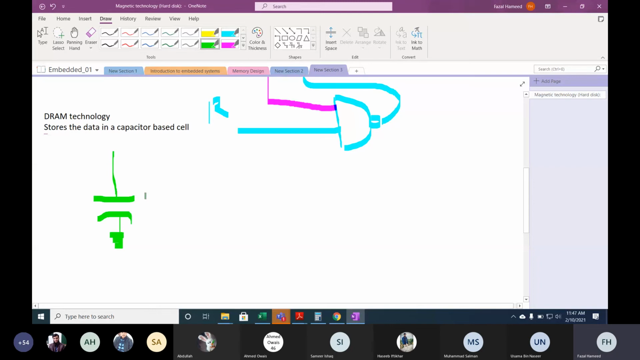So there are two states of the capacitor. What are the two states of the capacitor? Either the capacitor is charged or discharged. When it is charged, it can be used to represent a logical 1, and discharged represents a logical 0.